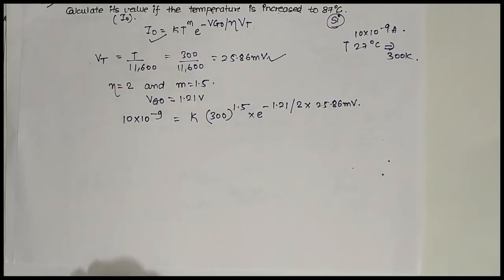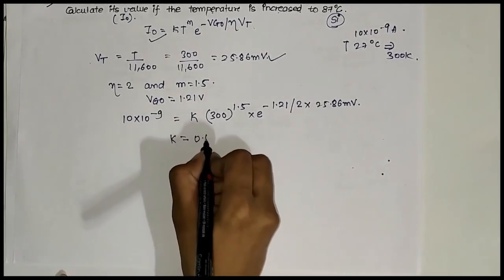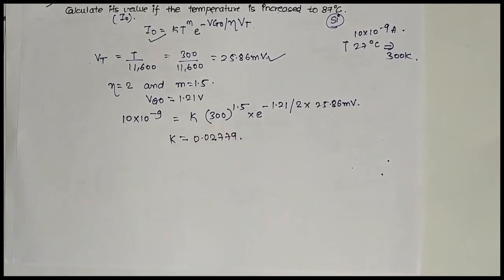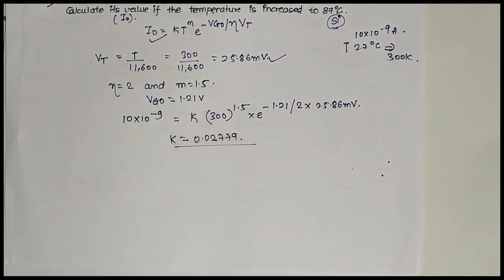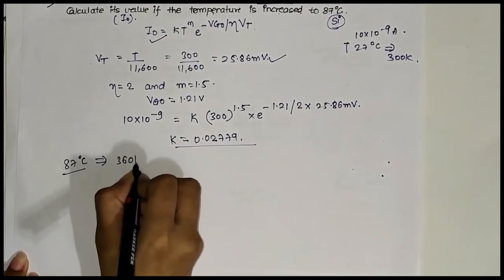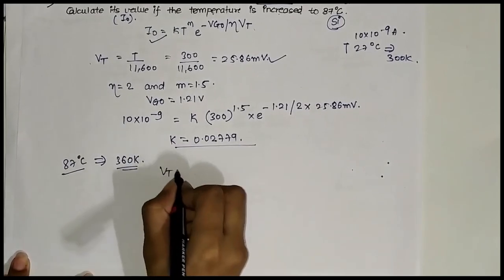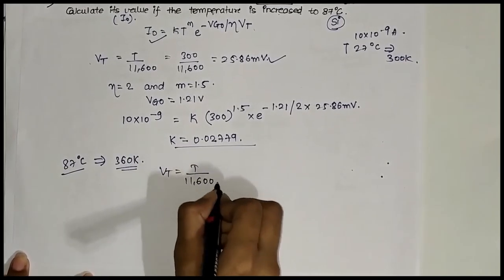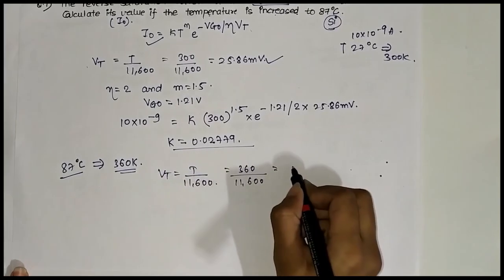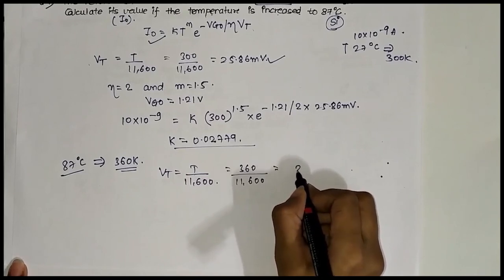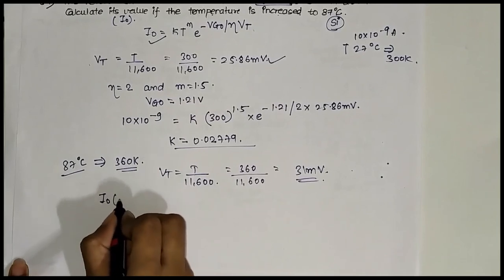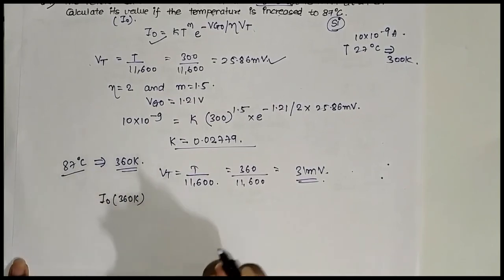On calculation, we get the value of K equal to 0.02779. Now for 87 degrees Celsius, the first thing is to convert it into Kelvin. That comes out to be 360 Kelvin. Now Vt will be T upon 11,600, with temperature now 360, so the value of Vt comes out to be 31 millivolts. So now we need to calculate for 360 Kelvin, or 87 degrees Celsius.